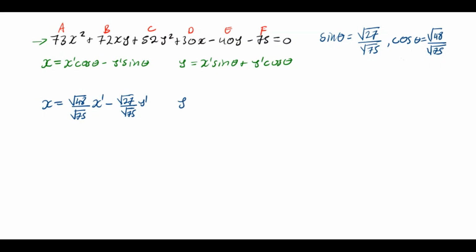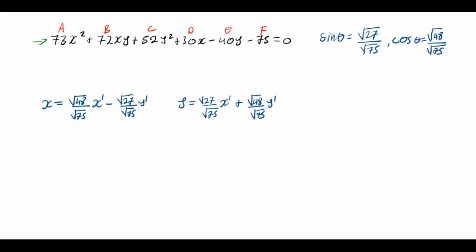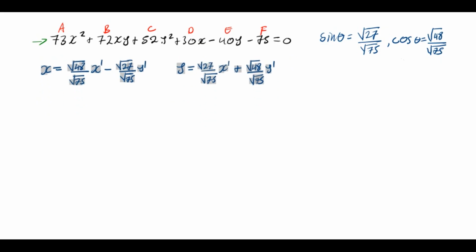Then y is equal to x prime sine theta. So your sine is the square root of 27 divided by the square root of 75, then you put x prime, plus cos theta, which is the square root of 48 divided by the square root of 75, times y prime, like that. Okay, so this is what I have right now, and that's what I'm going to use. I'll just highlight and take it up there.